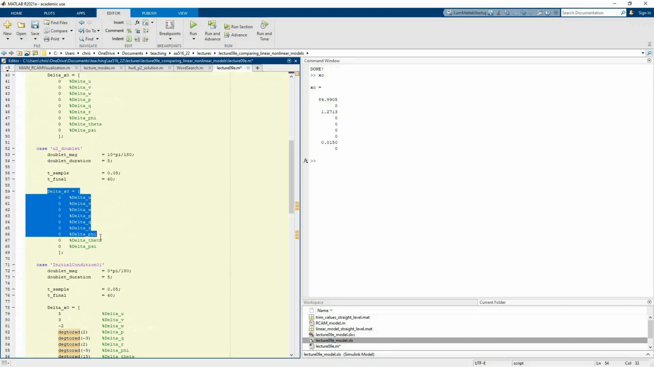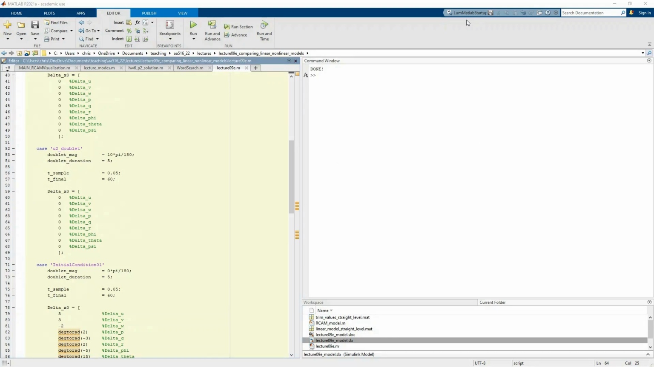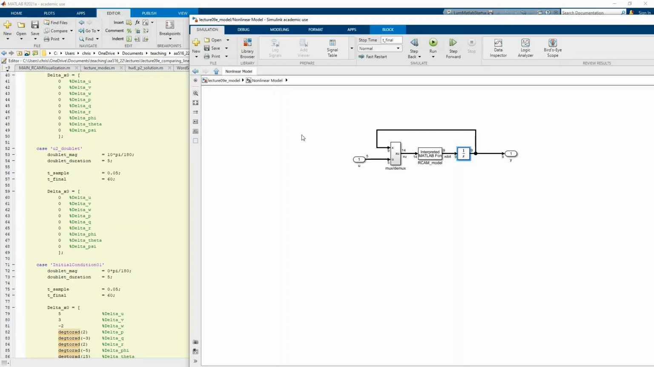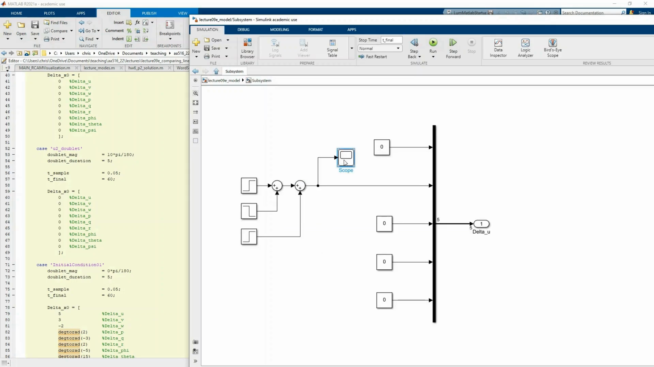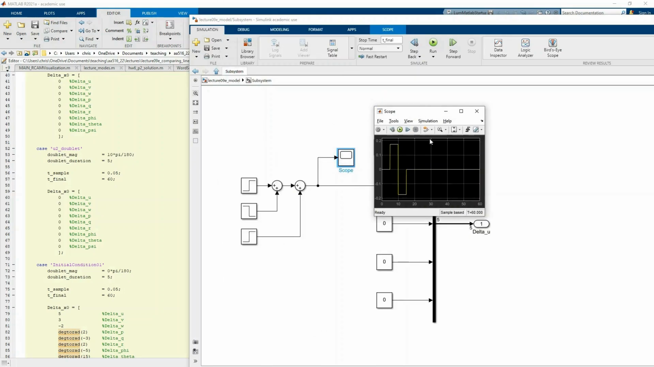And again, let's use 0 initial conditions and see what happens. So again, let me run this, which is going to call the Simulink simulation, and let's go look at this delta signal here. Let me open up the scope. Okay, great. Here we go.